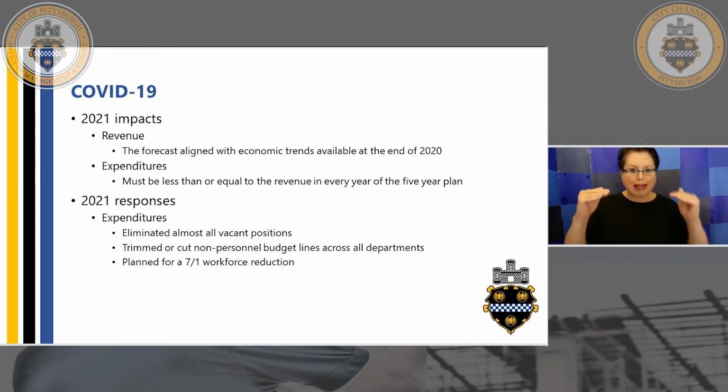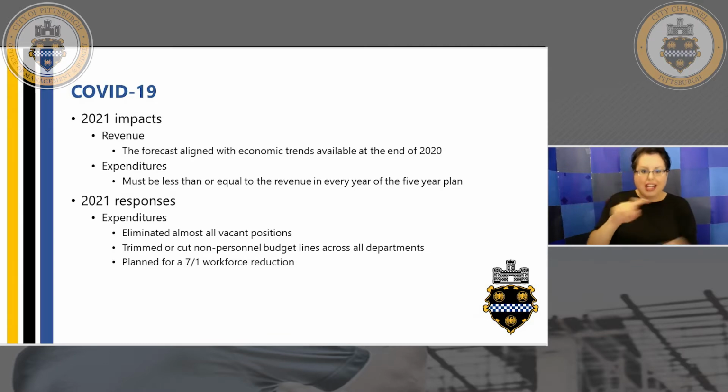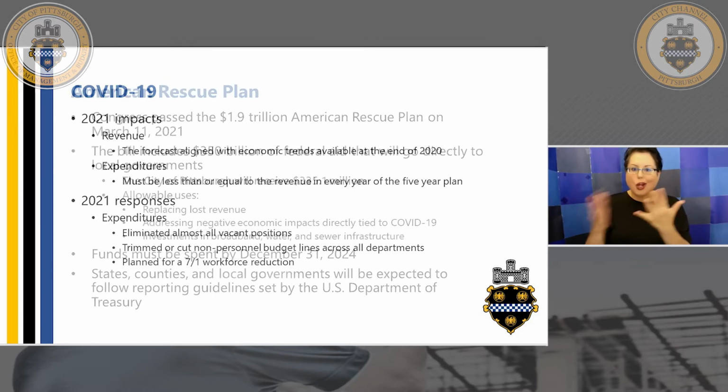So what did we do? We eliminated almost all vacant positions, over 120. We trimmed or cut non-personnel budget lines across all departments wherever possible. And we planned for a July 1st workforce reduction. We would have needed to cut about 633 filled positions if federal aid didn't come through. And these changes to the expenditure side of the equation carried across all 5 years of the plan.